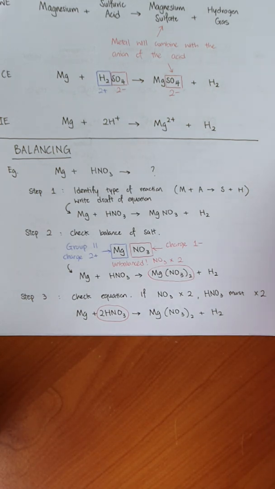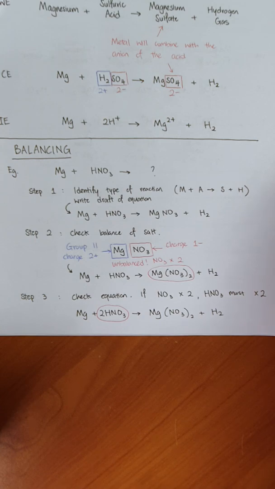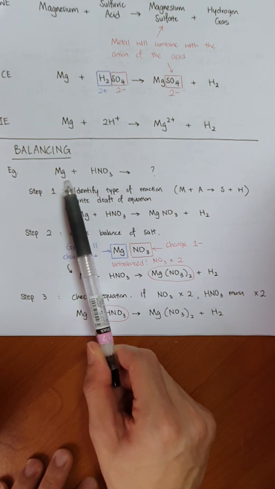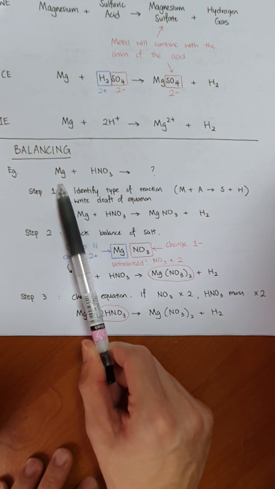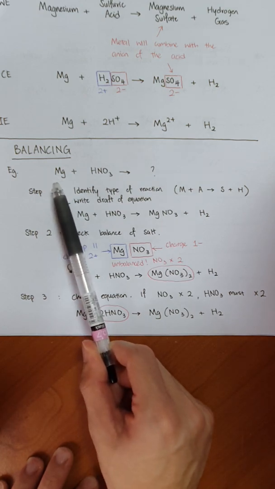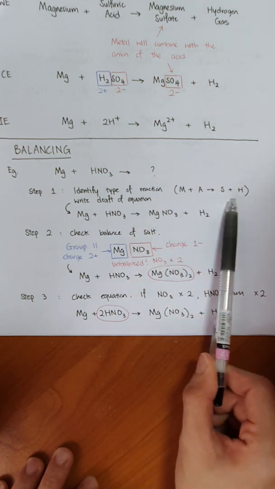And then for the balancing, there's really only 3 steps. An example of a reaction we have here is Mg plus HNO3, magnesium plus nitric acid. Step 1 is to identify the type of reaction. How do I identify the type of reaction? You see here that the first reactant is magnesium, right? Magnesium is a metal because you can find it on the periodic table. So immediately think of the general equation: metal plus acid equals salt and hydrogen.